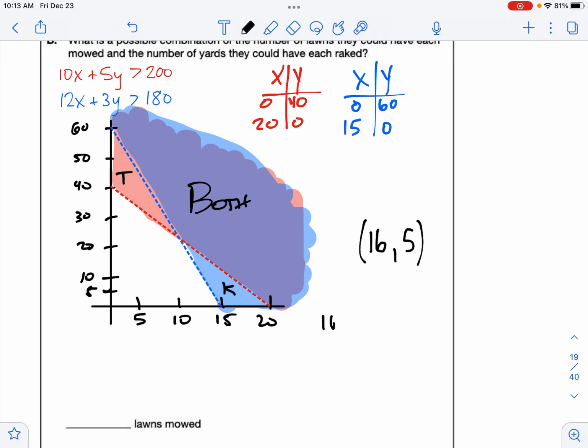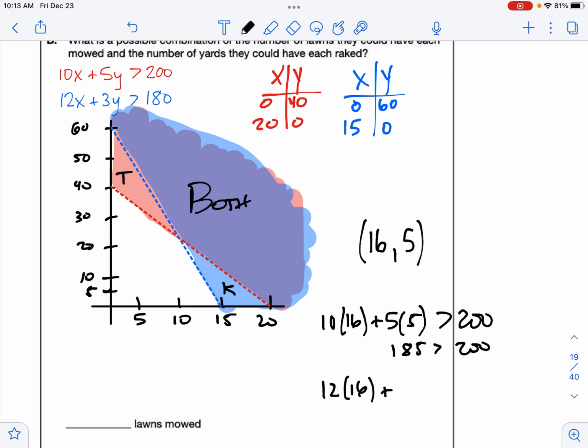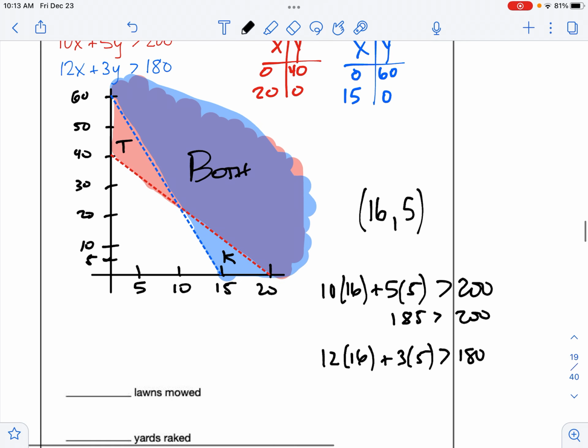So 10 times 16 plus 5 times 5. That should not be greater than 200 because that's Tammy's. That's 160 and 25, which is 185. So that's true, it doesn't work for Tammy, which is what we thought. Then if we do Keith, which would be 12 times 16 plus 3 times 5, it has to be greater than 180. 192 plus 15 is definitely going to be more than 180 because the 192 already is. So 16 lawns mowed and 5 lawns raked.